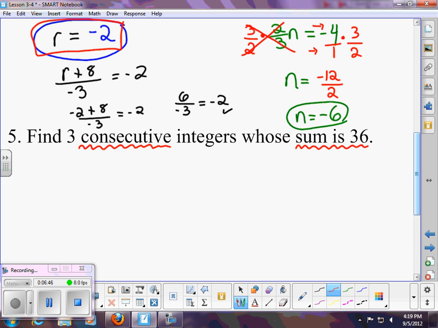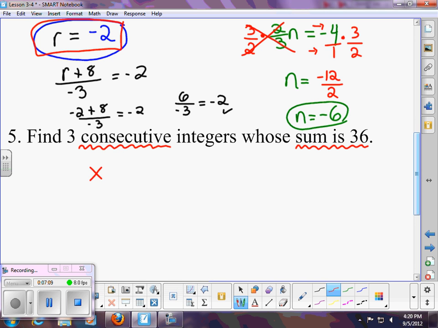Now, I know this could easily become a mental math problem where we're doing trial and error with our calculator. However, since this is an algebra class, we must create some kind of equation using variables. So, to begin, 3 consecutive integers. Let's call the first integer, the first number, x.